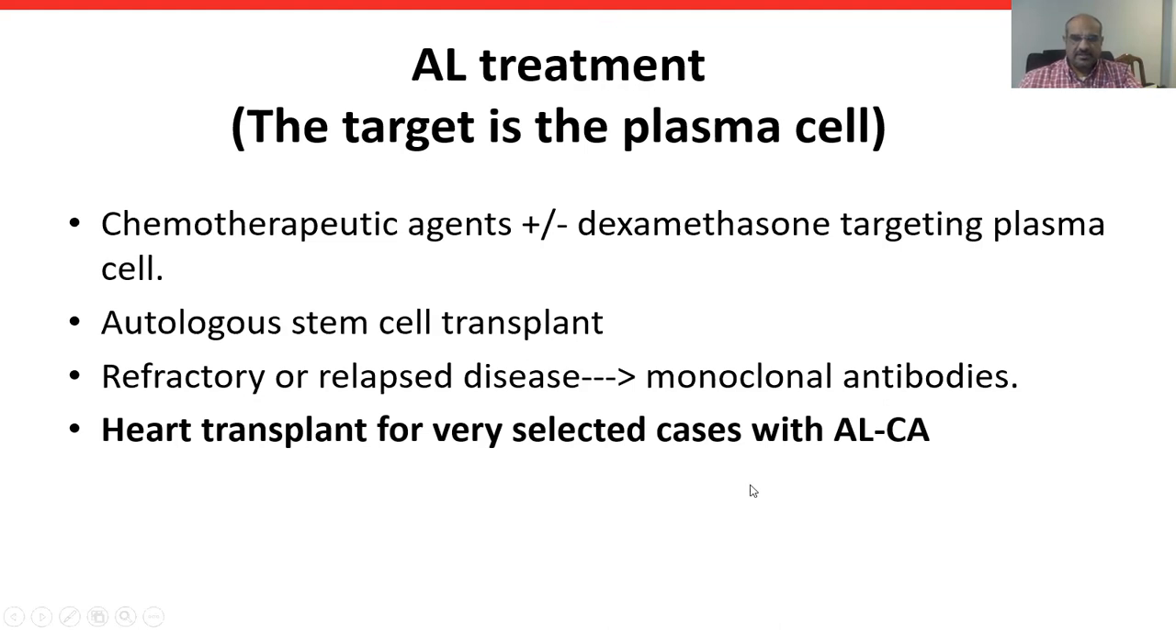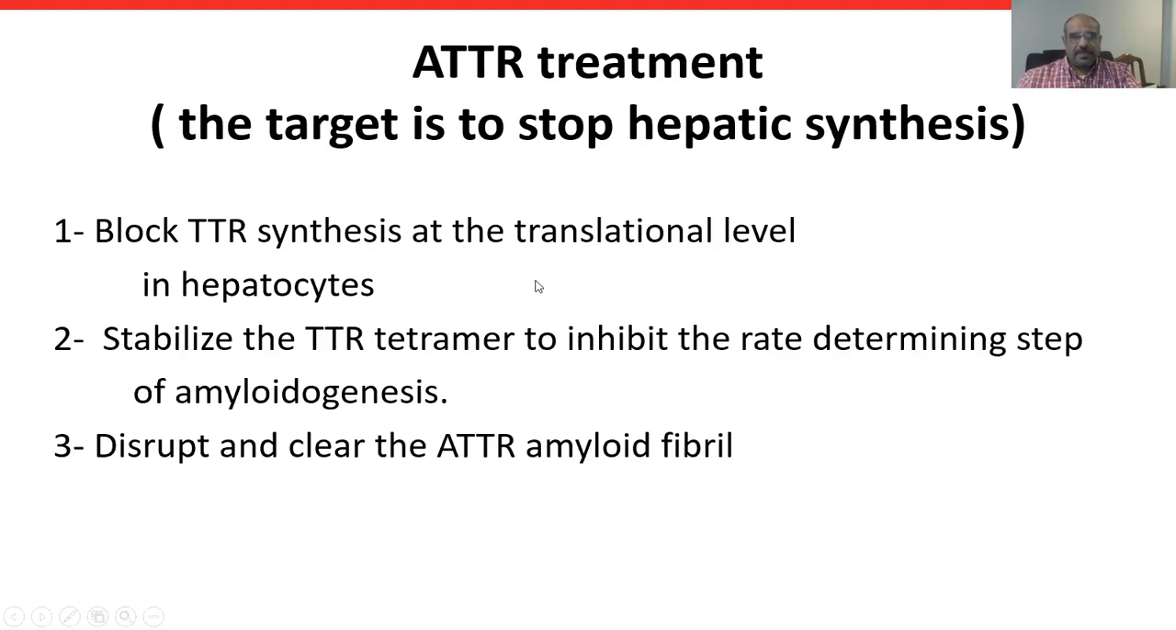Heart transplant results are not that good in patients with AL amyloid in general, but sometimes we do heart transplant for very selected cases when the control of the general disease is perfect, and the only problem is the cardiac amyloid. Then we might have heart transplant for some patients. For ATTR treatment, the target is to stop hepatic synthesis. So for ATTR, we have three clear therapeutic targets.